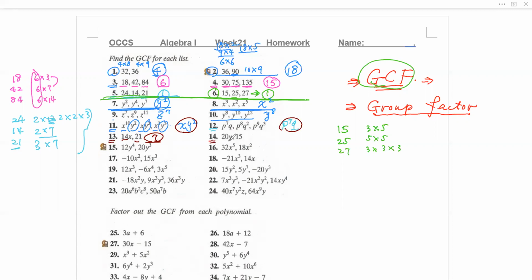All right, let's go to this one, 14. For the similar coefficient part, 20, 15, the greatest common factor is 5. This is Y, this has no Y. So of course, there's no Y here. So the greatest common factor is 5.